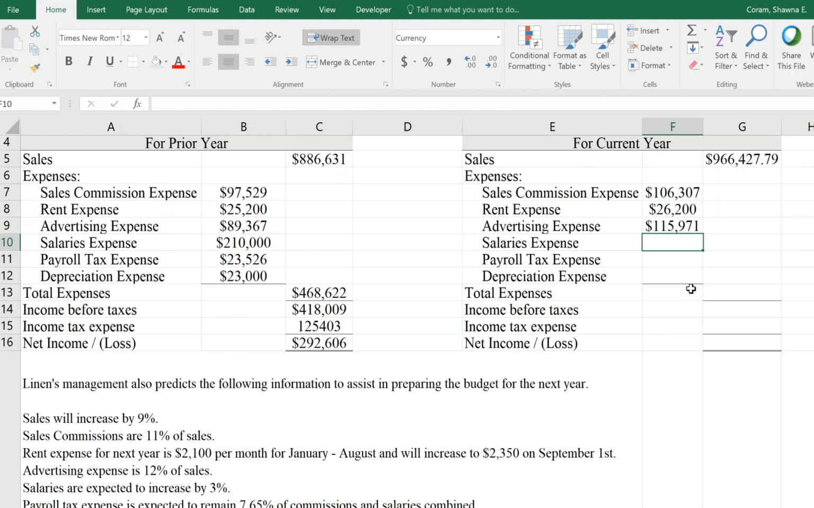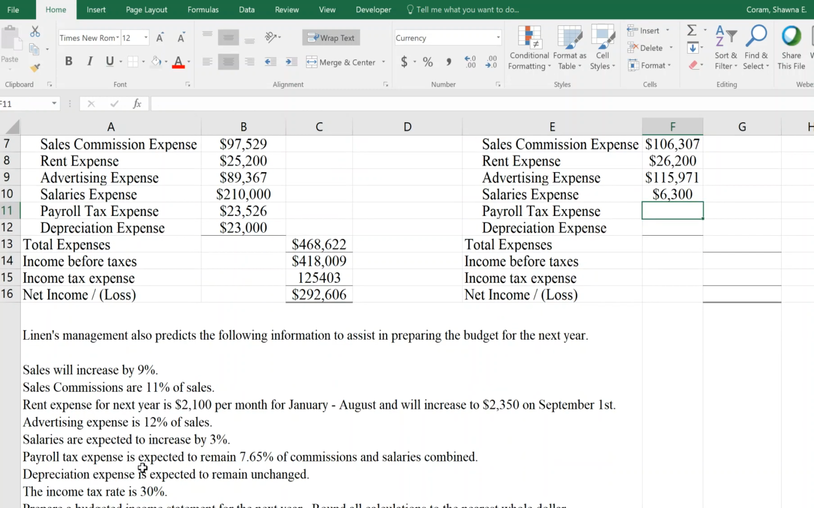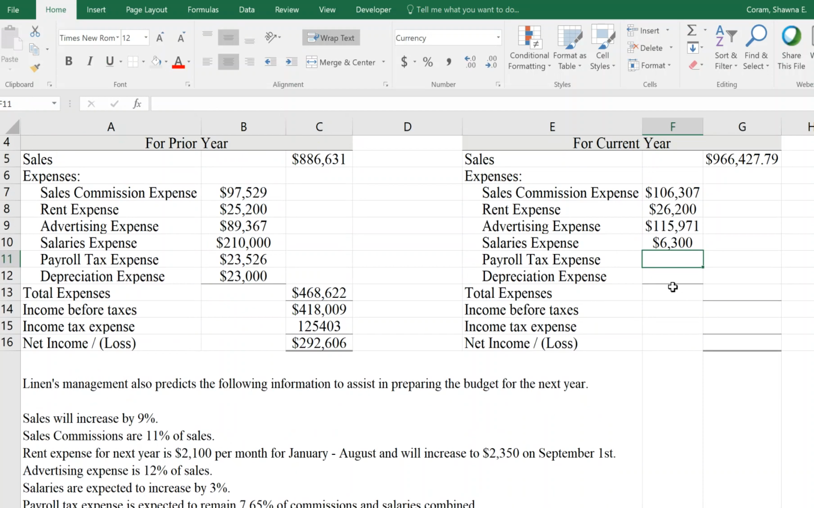Salaries expense, what's it say here? Salaries are expected to increase by 3%, so let's go look at our last year's salary expense. Multiply that times 3%. Payroll tax expense, expected to remain at 7.65% of salaries and commissions combined. So let's grab our commissions plus our salaries. Multiply that times 7.65%. Tells me my payroll tax expense. Did I calculate that correctly?